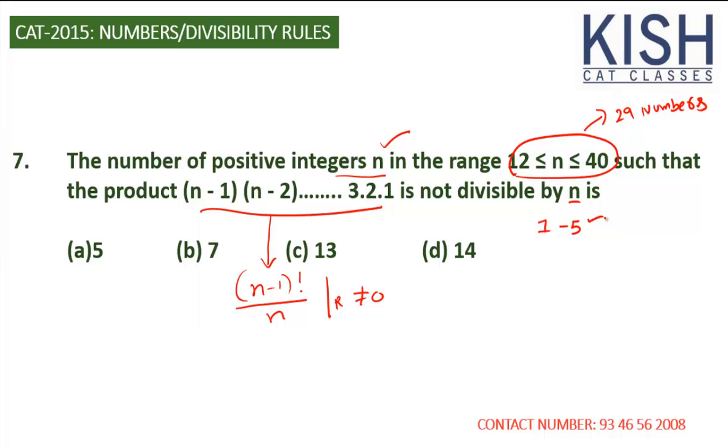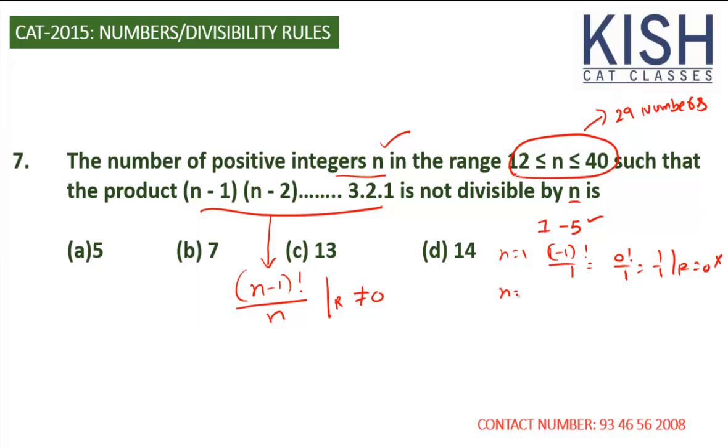So let's say n equal to 1. That means if n equal to 1, that is 1 minus 1 factorial by 1. That is 0 factorial by 1. So that is 1 by 1, the remainder is 0. This is not the task. The remainder is not supposed to be 0. So this is not possible.